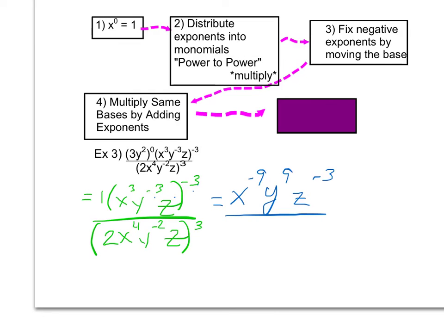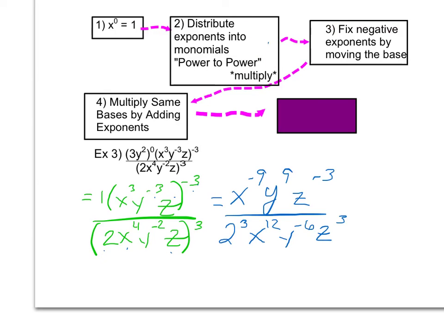On the bottom, doing the same thing, I get 2 cubed. Don't forget that it also distributes to the numbers. Distributing to the x, 4 times 3 is 12. Distributing to the y, 3 times negative 2 is negative 6. And distributing to the z, I get z cubed. From here, I'm going to go ahead and look at my flow map. I've now, whoops, I don't need to write all over it. I've now gone ahead and distributed.